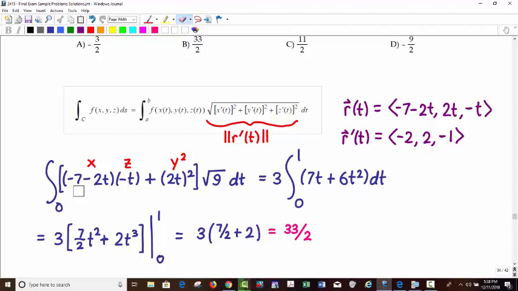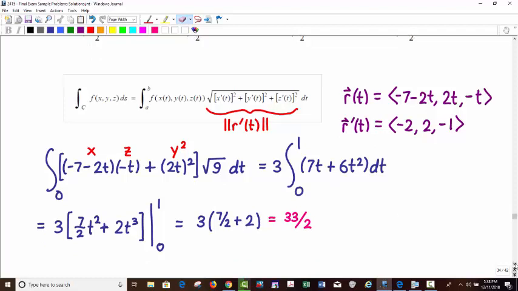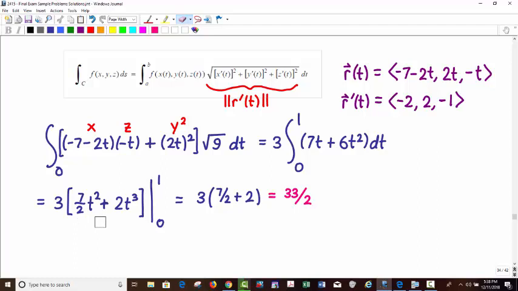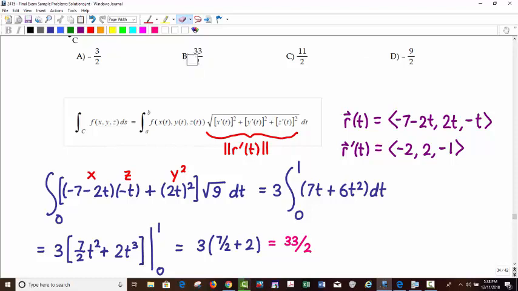So -7 times -t would be 7t. And then -2t times -t would be 2t squared. This one's going to be a 4t squared when you square it out. Add those together, you'll get a 6t squared. All right, and then we just integrate that. Basic antiderivative stuff here. 7/2 t squared plus 2t cubed, going from 0 to 1. Plug that in there, and we get 33/2, which is B.